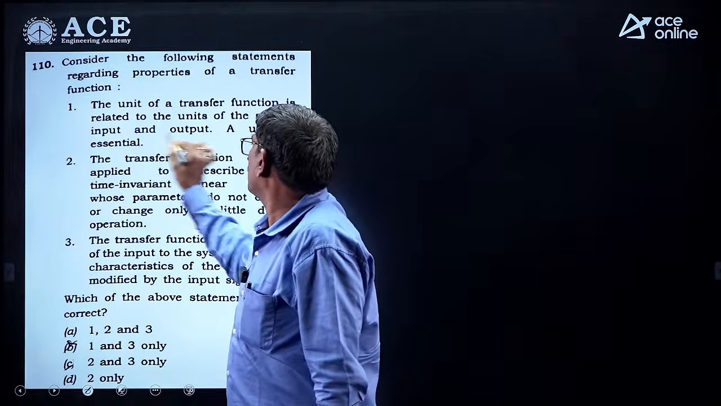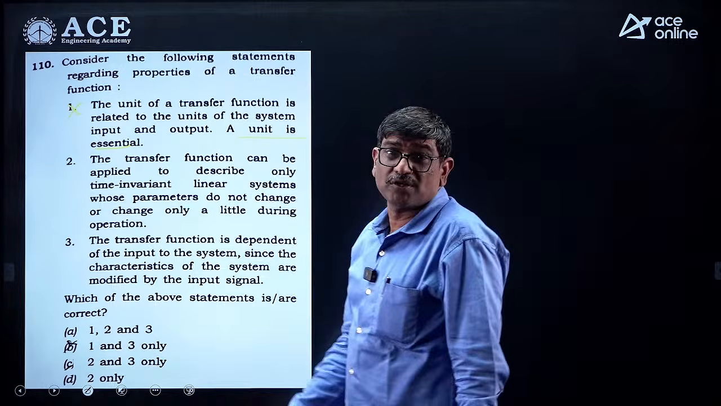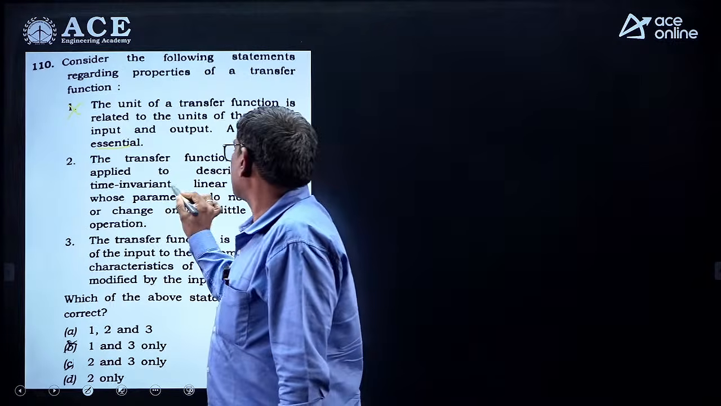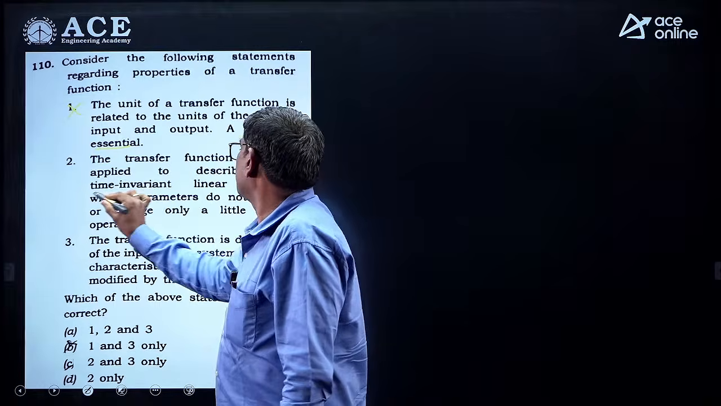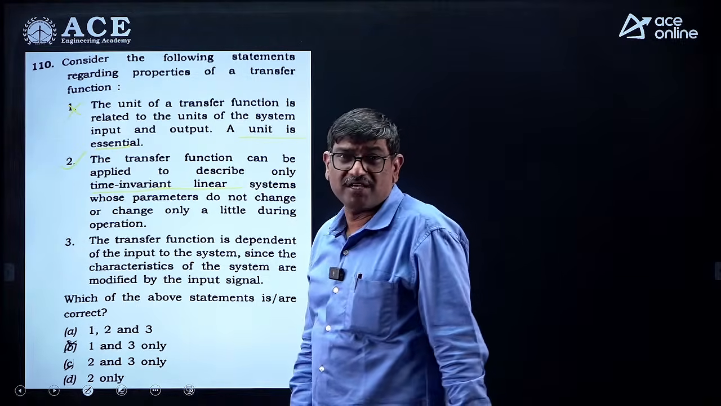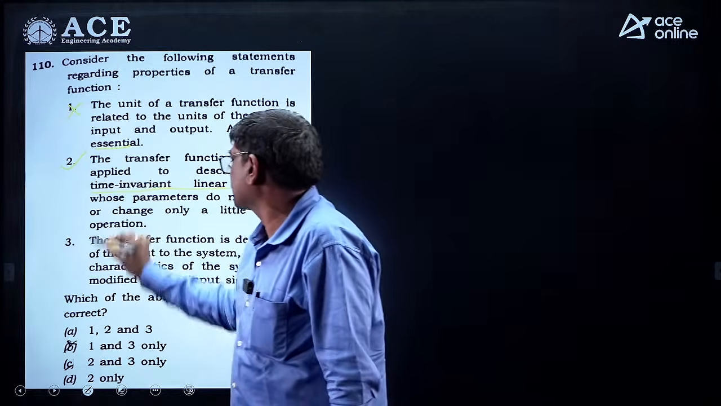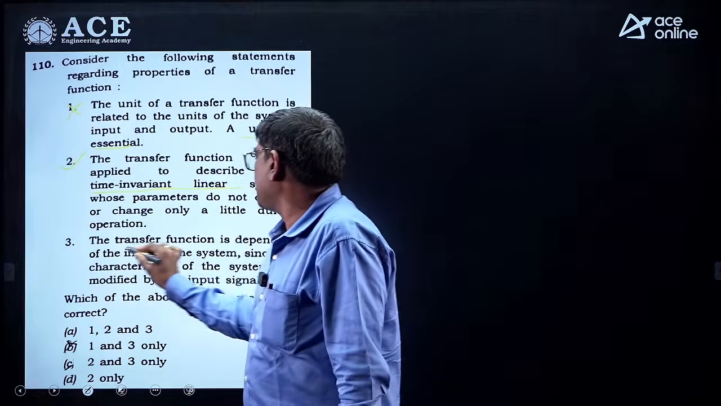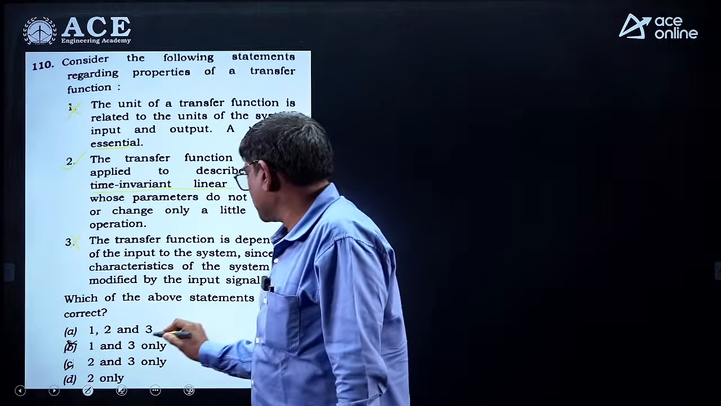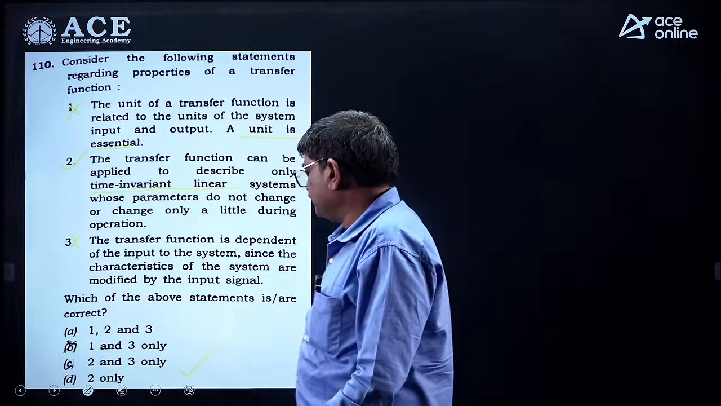Next, consider the following statements regarding the properties of a transfer function. Is a unit essential? No, it is wrong. Some systems may or may not have the unit, so it is not essential. A transfer function is for an LTI system. It is correct, 100% correct, whose parameters do not change with time. Maybe slight changes due to temperature variation. So the second one is correct. Transfer function independent of input. It is wrong. So which of the statements is correct? Only 2 is correct.